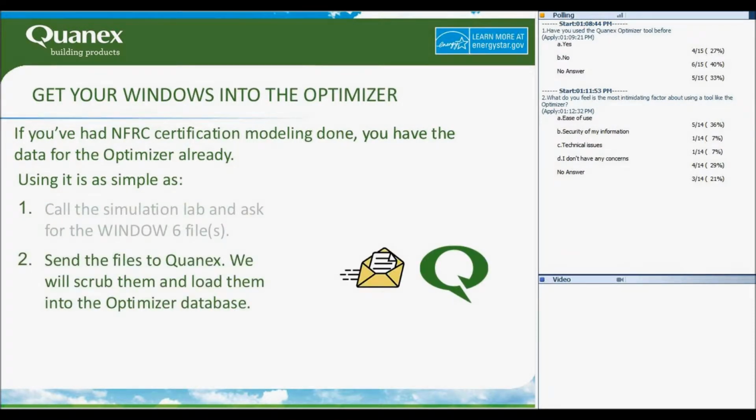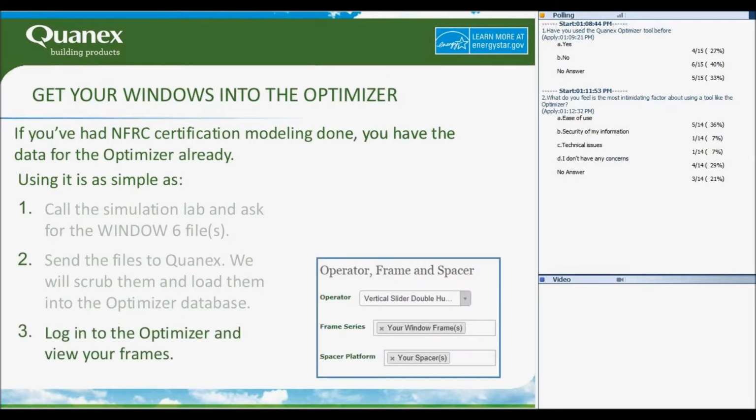Send this file, or files if there are multiple Windows series you want loaded, to us here at Quanex. We'll pull out the necessary data, clean it up for loading into the Optimizer database. We might also contact you again for further information that may not be obvious from the Windows 6 file. For example, what are the actual names of your frame systems, as you'd like to see them on the Optimizer page? Once we have everything, we'll load the data into the database and let you know that your windows are ready. At that point, you just log into the Optimizer webpage or iPad app and start working with your windows.